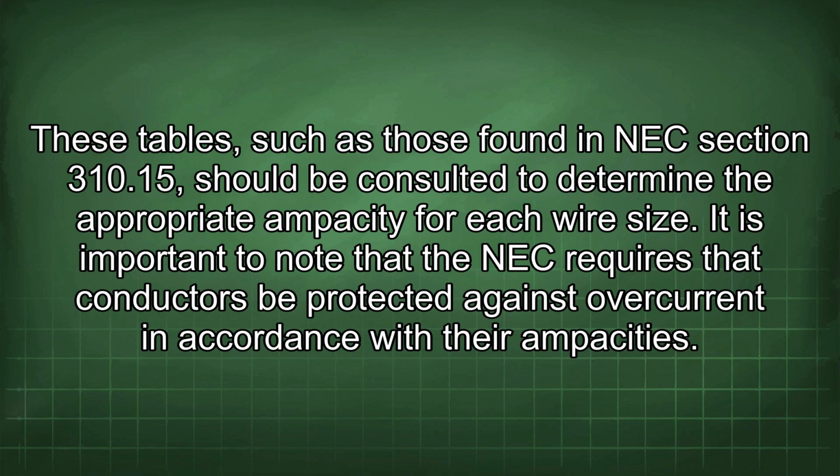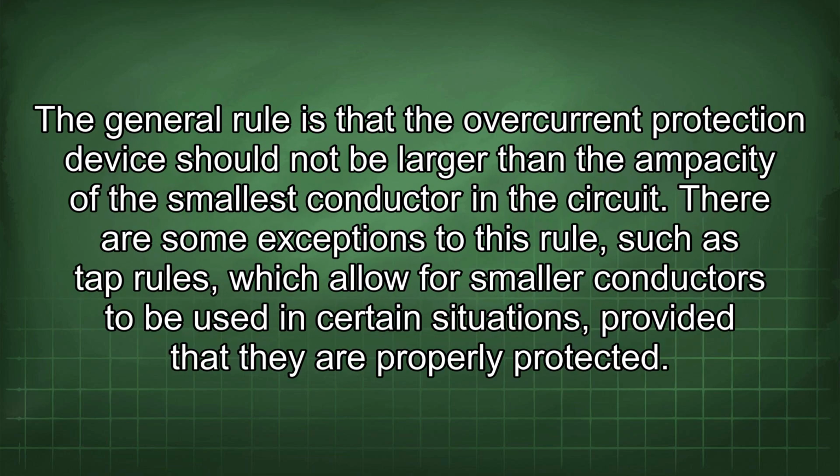It is important to note that the NEC requires that conductors be protected against overcurrent in accordance with their ampacities. The general rule is that the overcurrent protection device should not be larger than the ampacity of the smallest conductor in the circuit. There are some exceptions to this rule, such as tap rules, which allow for smaller conductors to be used in certain situations, provided that they are properly protected.